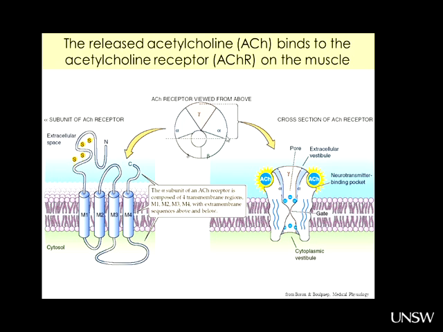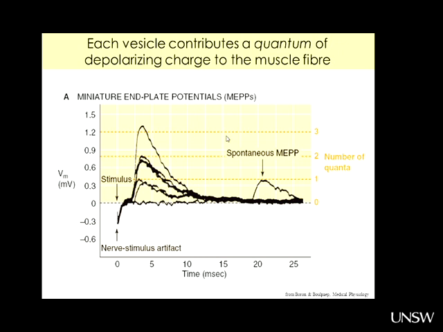Okay, and if we look at what happens then when we record, this is recording on the postsynaptic side. We can either look at spontaneous activity, what's happening when the muscle's just sitting there. We see some little depolarizations. When we stimulate, we see some depolarizations, and they occur at particular sizes. Okay, this is using a very weak stimulus. We've somehow stopped that neuromuscular junction releasing hundreds of vesicles. We're getting it to release only a few at a time.